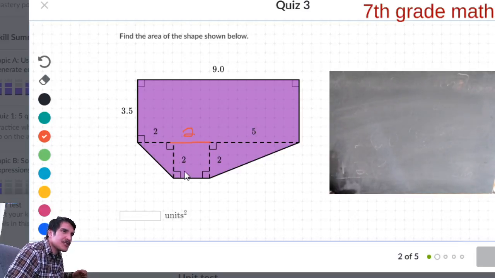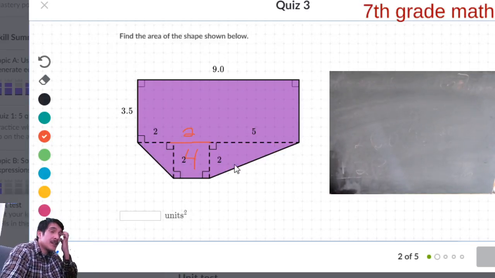So this little square down here is going to be 2 by 2. So this is going to be 4 square units. Let's do this rectangle up top. The rectangle up top is 9 by 3.5.